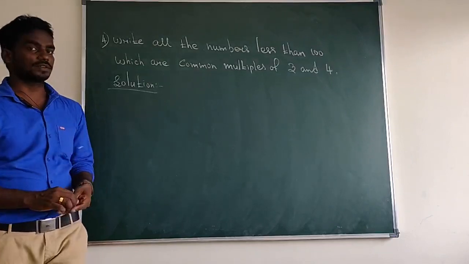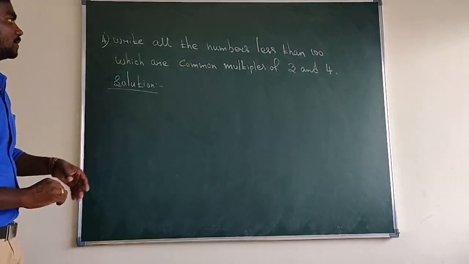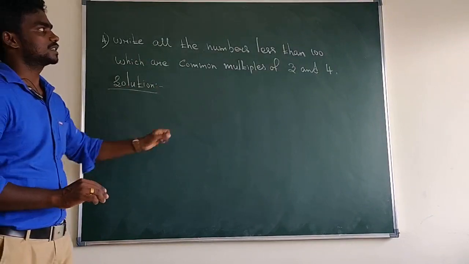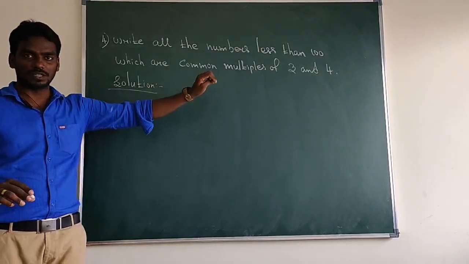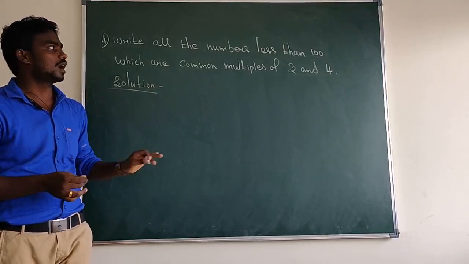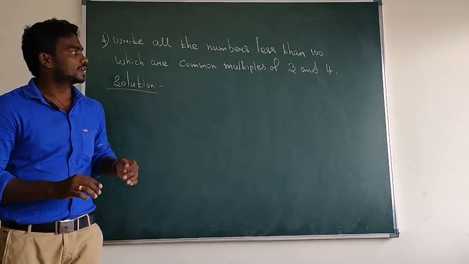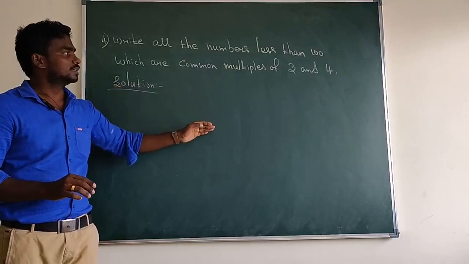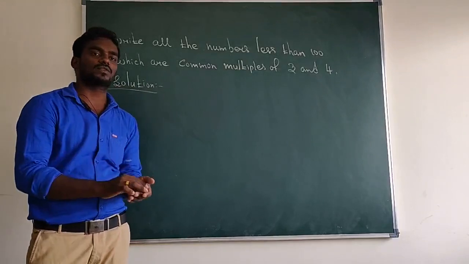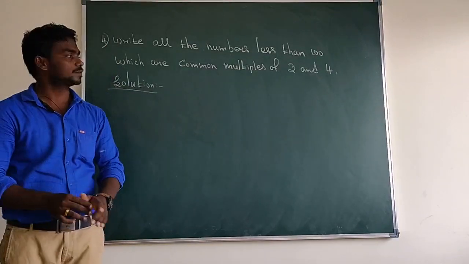Let's see our fourth question. Write all the numbers less than 100 which are common multiples of 3 and 4. How to find the numbers common multiples of 3 and 4 up to 100? So we can write the multiples of 3, then we can write the multiples of 4, and comparing the multiples of 3 and 4 we can find the common multiples of 3 and 4 up to 100.